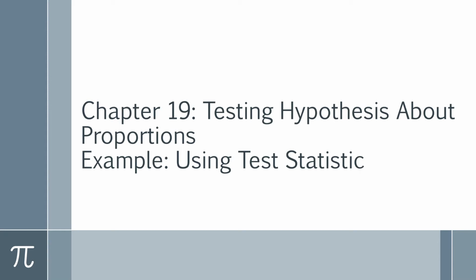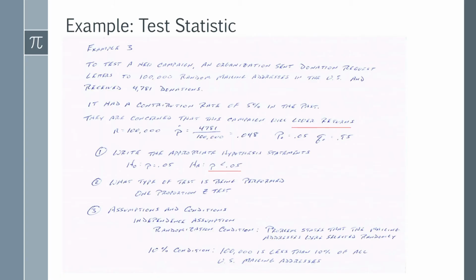Chapter 19, Testing Hypotheses about Proportions. Example: Test Statistic. To test a new campaign, an organization sent donation request letters to 100,000 random mailing addresses in the U.S. and received 4,781 donations. It had a contribution rate of 5% in the past. They are concerned that this campaign will lower returns.